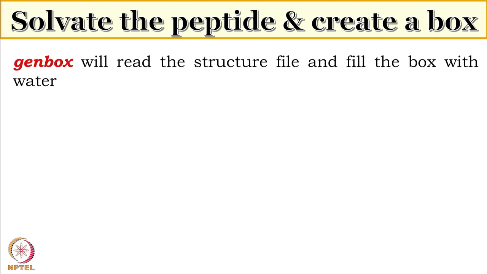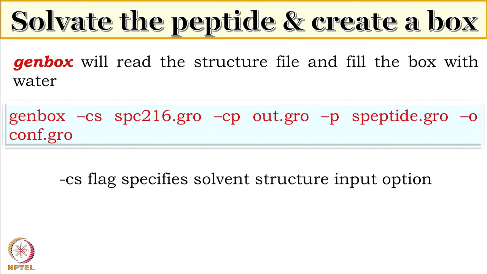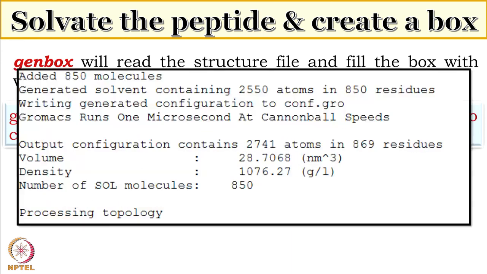So now genbox will read the structure file, that is the out.gro file, and it will fill the box with water. So the command is genbox -cs spc216.gro, which is the water model that I will be using to solvate my peptide, -cp out.gro. Out.gro is the peptide within the simulation box, -p speptide.gro, and -o conf.gro. So -cs specifies the solvent structure input option. -cp is the structure file input option for the solute molecule.